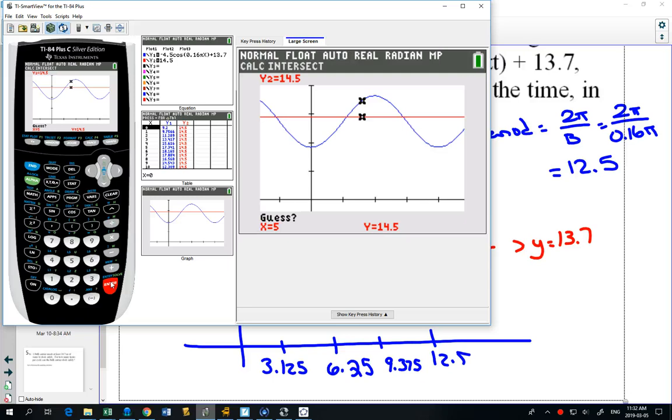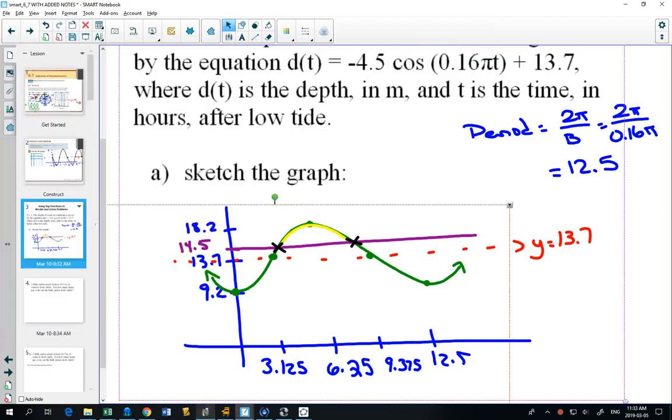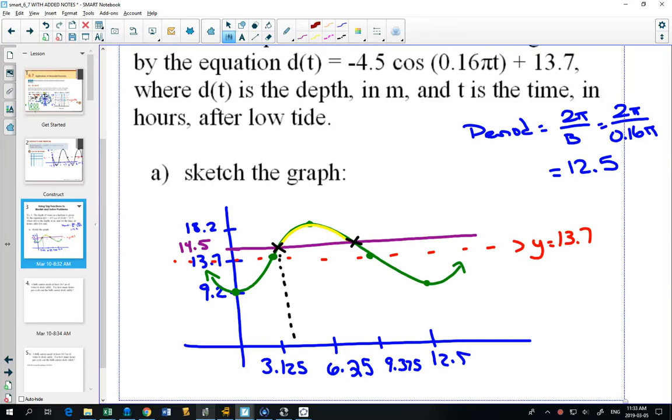I think they intersect right there. Okay, let's see if I'm right. And then it finds out where they intersect. It'll always find the point that's closest when it finds the intersection point. So we can now say that this first point is at 3.48. So I can label that right here, 3.48.